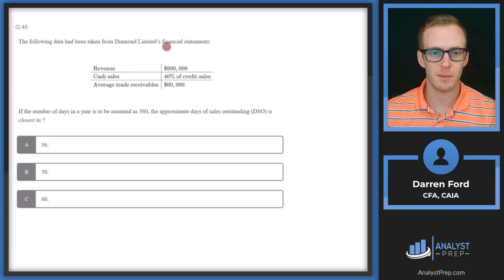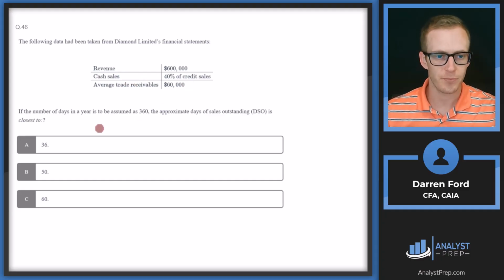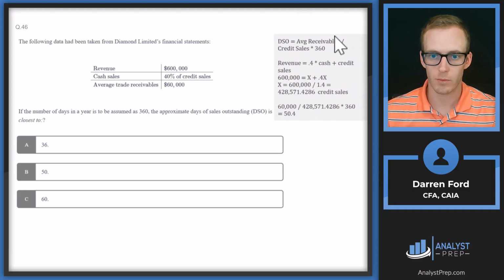The following data has been taken from Diamond Limited's financial statements. So we've got revenue of $600K, 40% of credit sales is cash sales, and average trade receivables of 60,000. If the number of days in a year is assumed as 360, the approximate days of sales outstanding is closest to. So there's going to be a little weird math here, but we'll work through this.